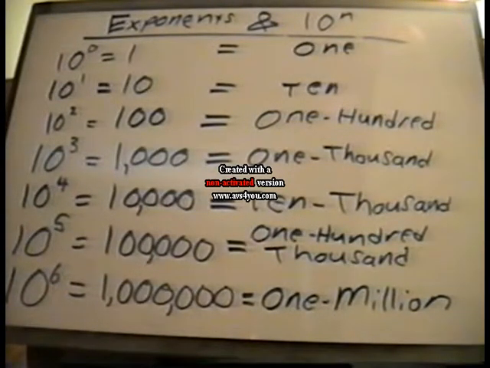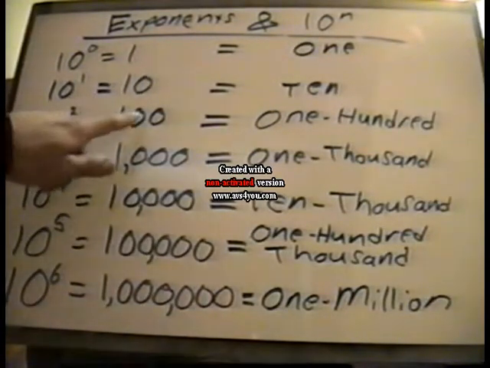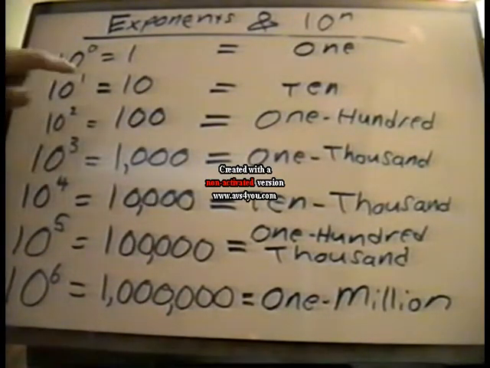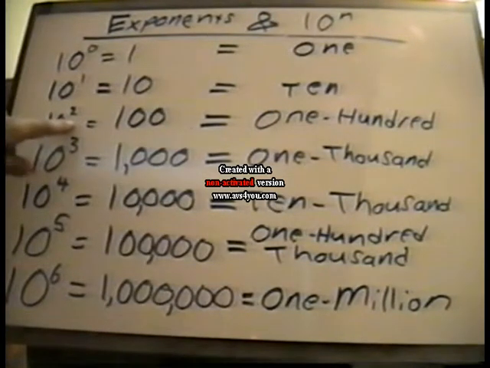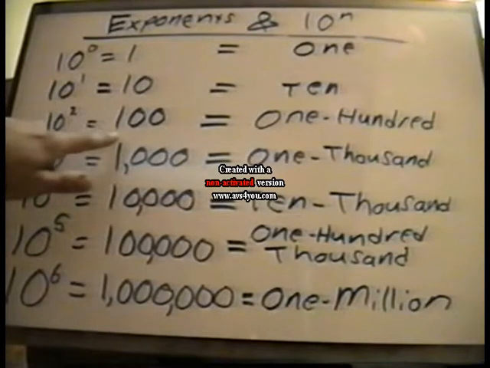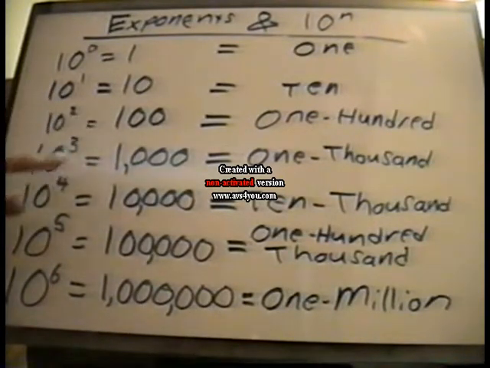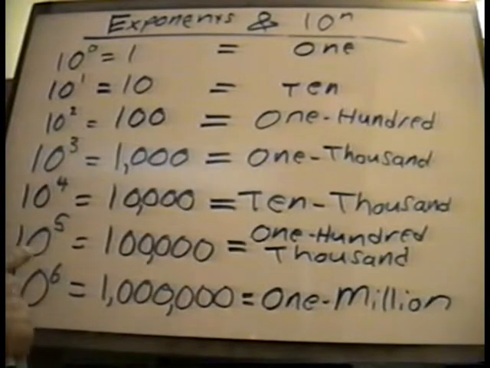Now, if you notice, when you talk about powers of 10, the exponent tells you how many zeros are next to 1. So for 10 to the power of 2, it's taken to the power of 2, so that means we have 2 zeros next to our 1. For powers of 10, the exponent tells you how many zeros to place to the right of 1.